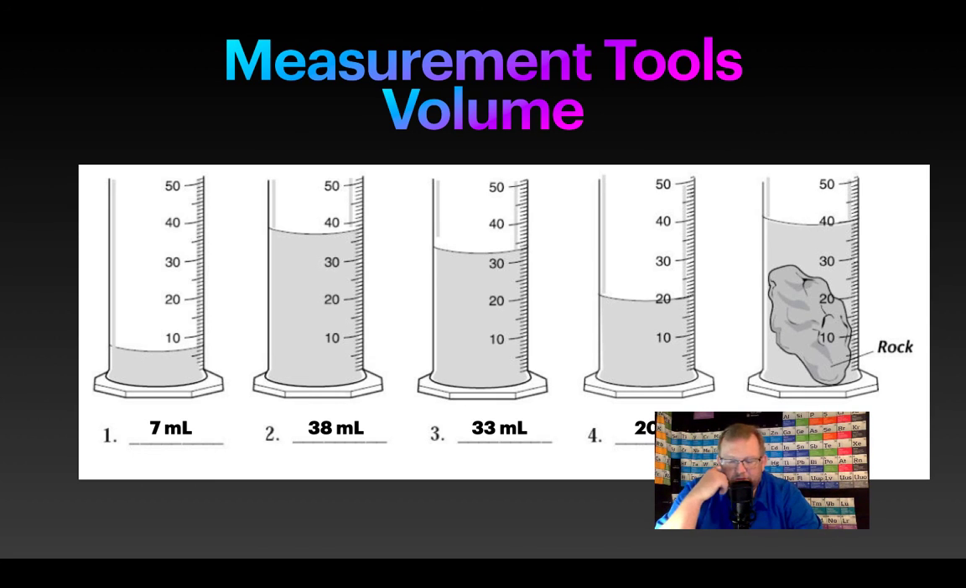What's the volume of the two together? And this one's pretty easy here. It's 40 milliliters. All right.